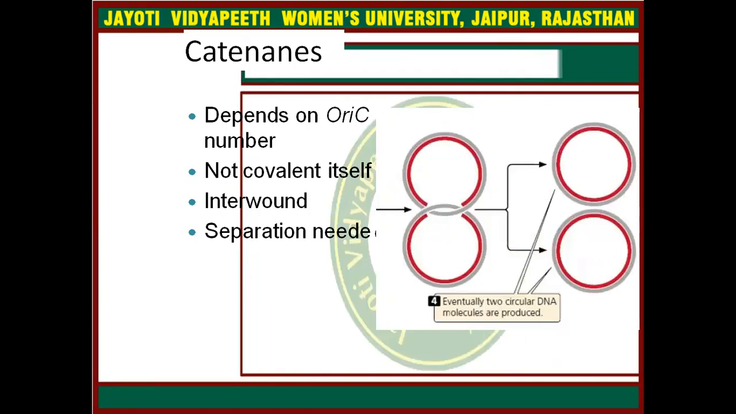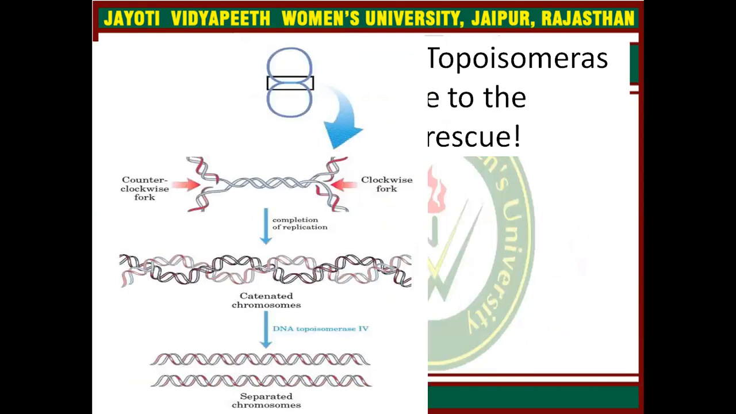Next one is the catenanes, and it depends on the origin of replication. It's interwound. Next one is the topoisomerase.